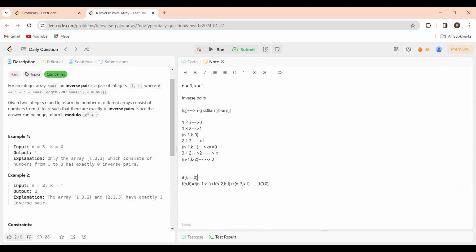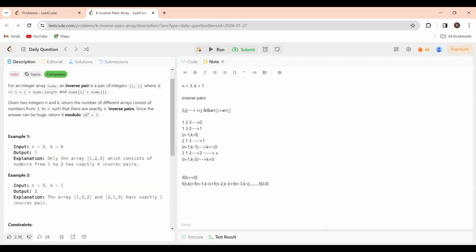So if k becomes 0, we need to make 0 inverse pairs, right? How many arrays can I make with this? Only the array 1 2 3, which consists of numbers from 1 to 3, has exactly 0 inverse pairs, right?